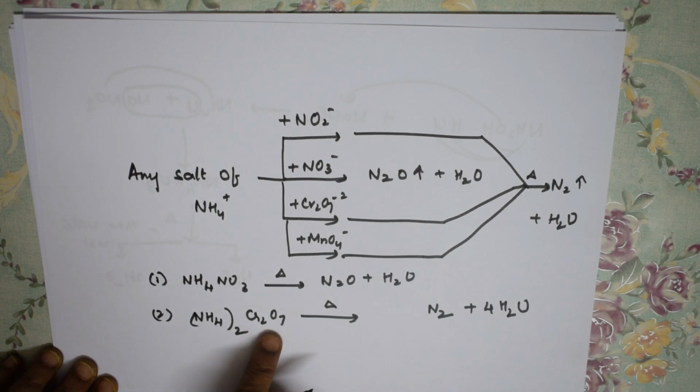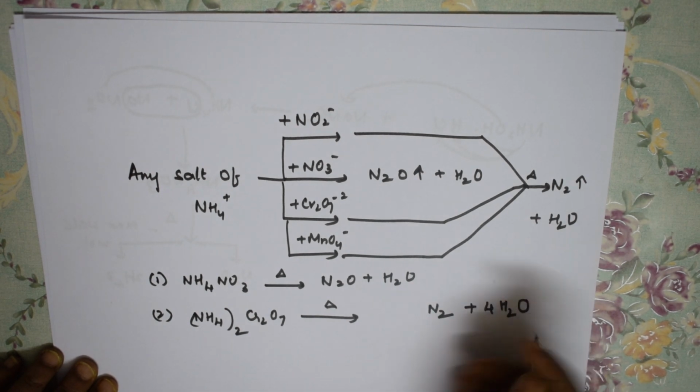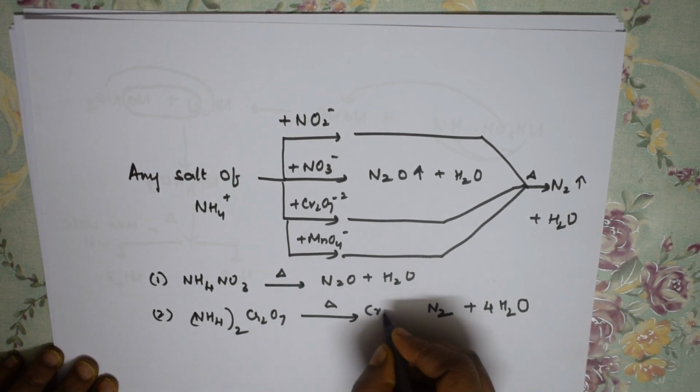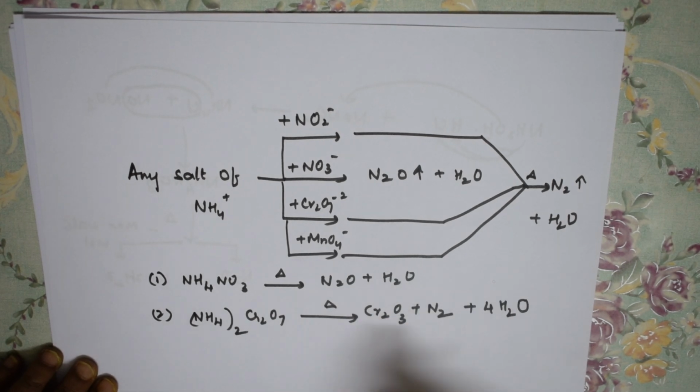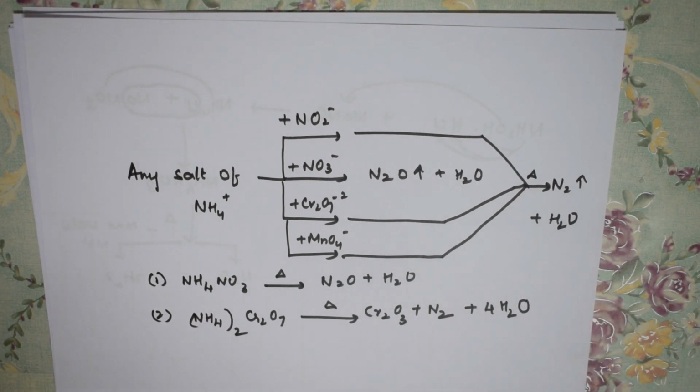What am I left with? Here, how many oxygens are over? Already 4 are over. How many are left now? Cr2O3. Now check. Chromium is 2. Oxygen is 3 plus 4, 7. Nitrogen is 2 and hydrogen is 4 twos are 8. Perfect, students. Everything will be like this only.